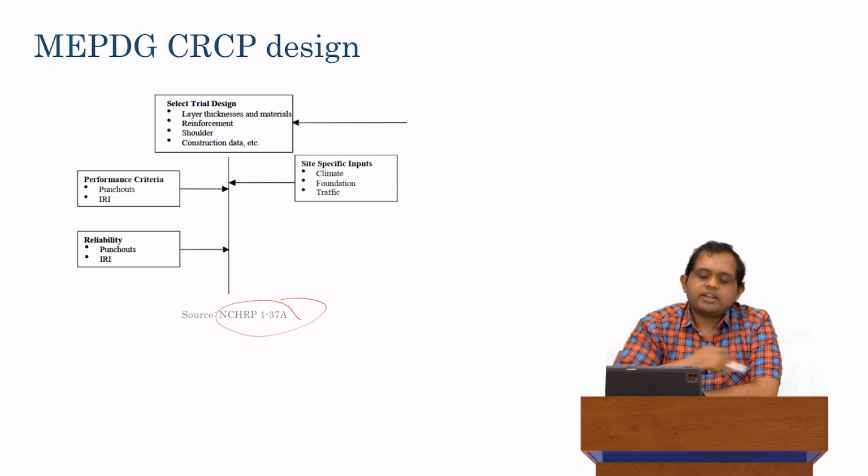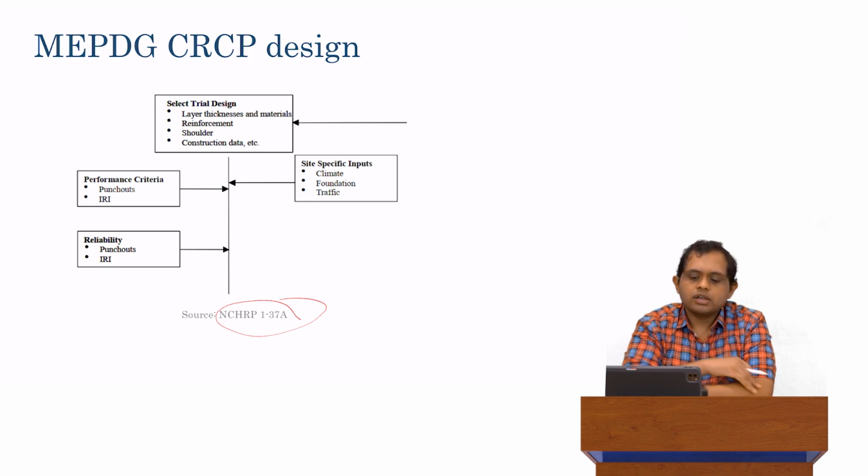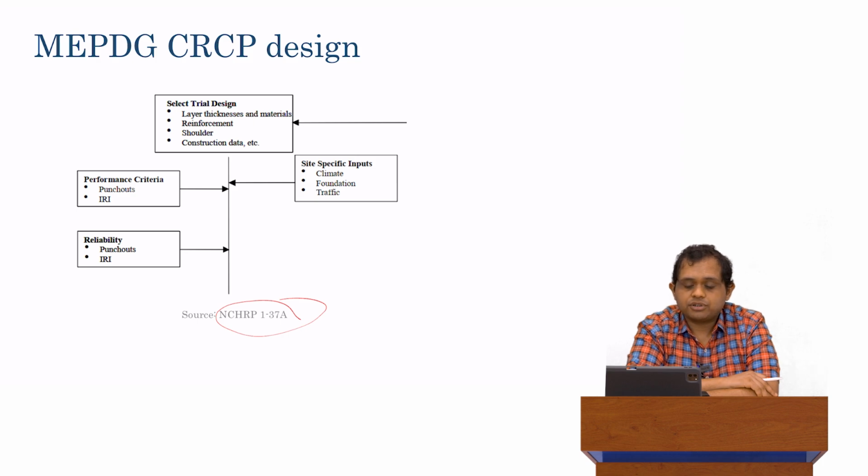Again, I'm getting this out of NCHRP 137A, which is the original project which developed the AASHTO Mechanistic Empirical Pavement Design Guide. Free to download, just Google NCHRP 137A, you'll find a link and you'll be able to download a pretty large folder. It's several thousand pages of discussion, so it's quite heavy to go through, but I've gone through most of it and I'm just giving you the important parts. So here is the MEPDG CRCP design procedure.